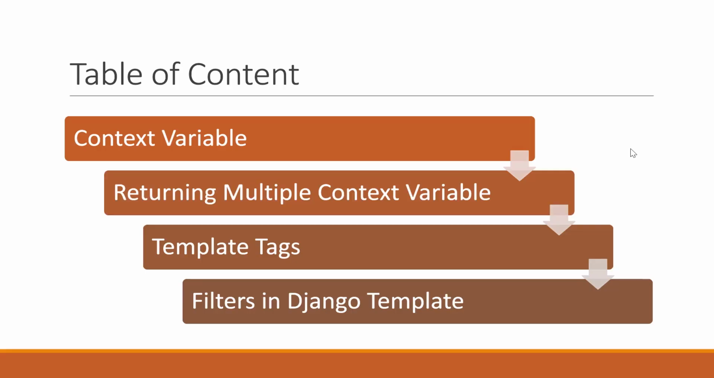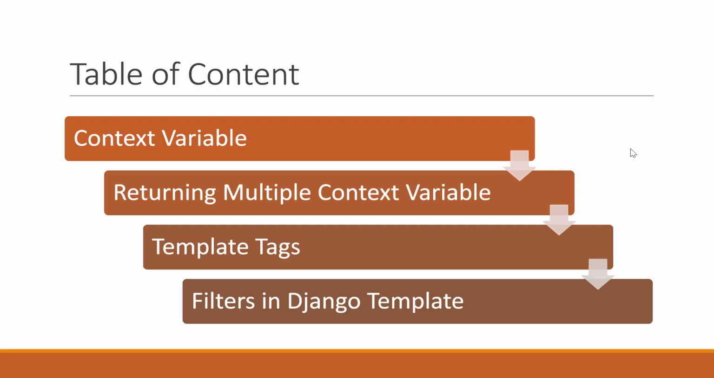So we will start off this video by understanding what is a context variable, and we will understand how we can return a context variable in a Django template. Then we will discuss how we can return multiple context variables in a single Django template.